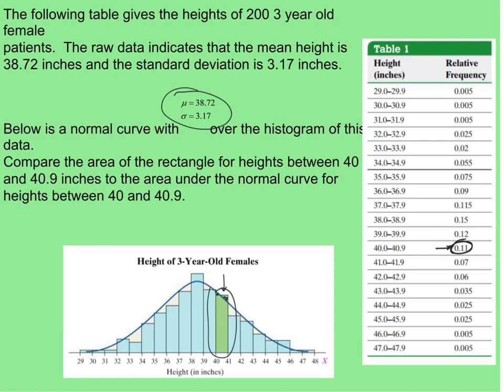And again, we're connecting an area, in this case of a rectangle, to a relative frequency, which we can then interpret as a probability. What's the probability that a 3-year-old female is between 40 and 41 inches? About 11%, according to this data.